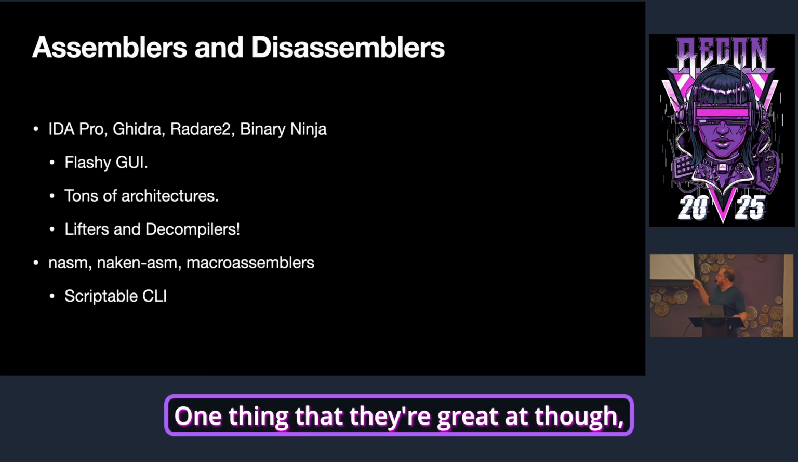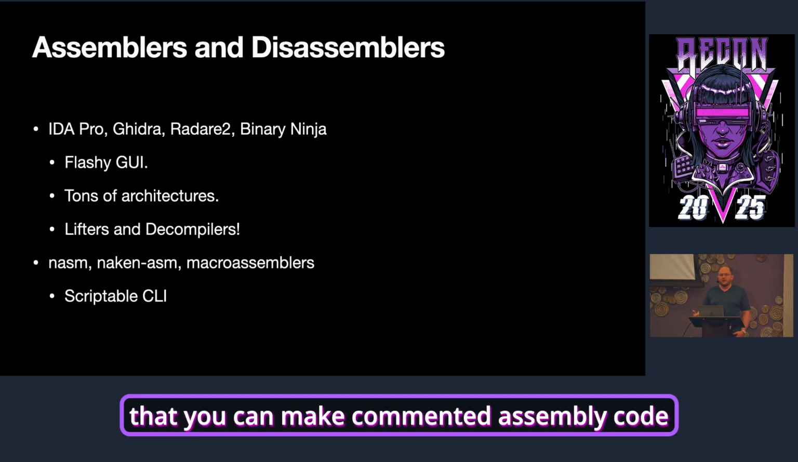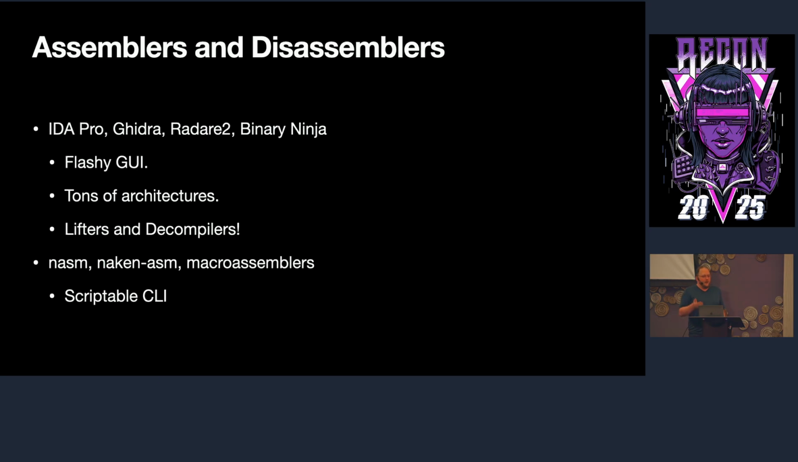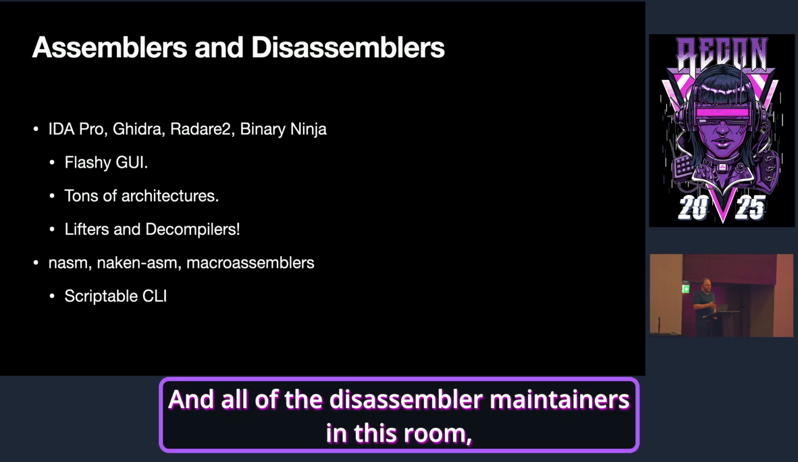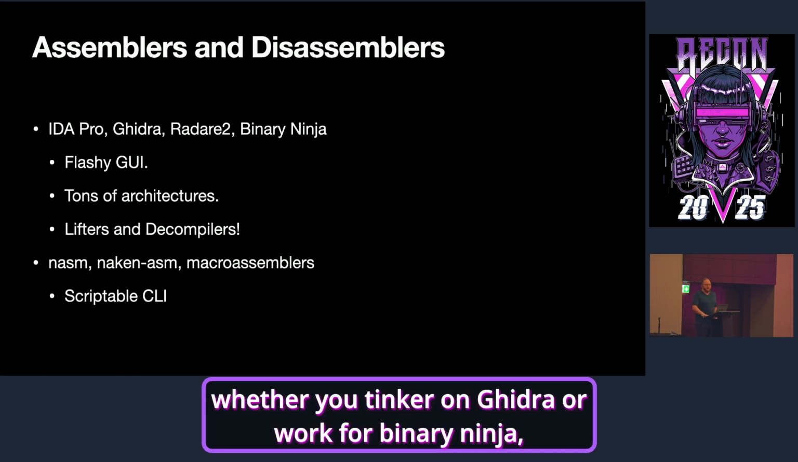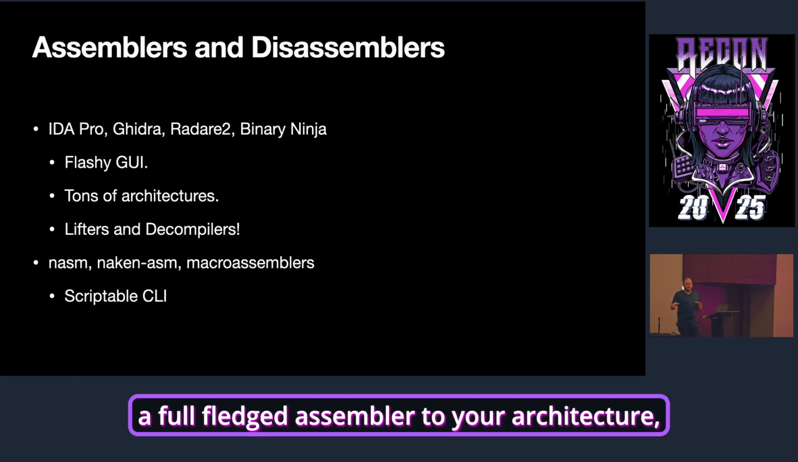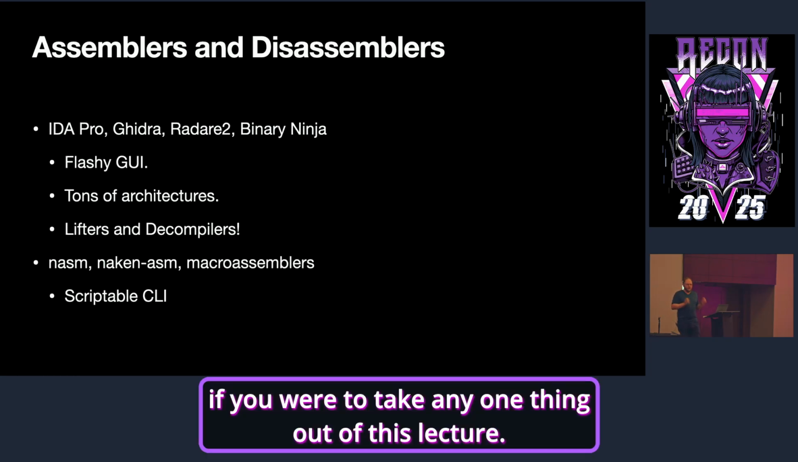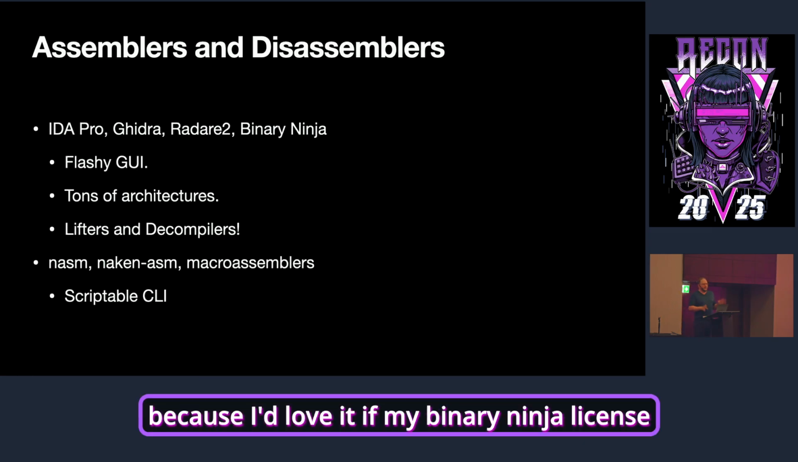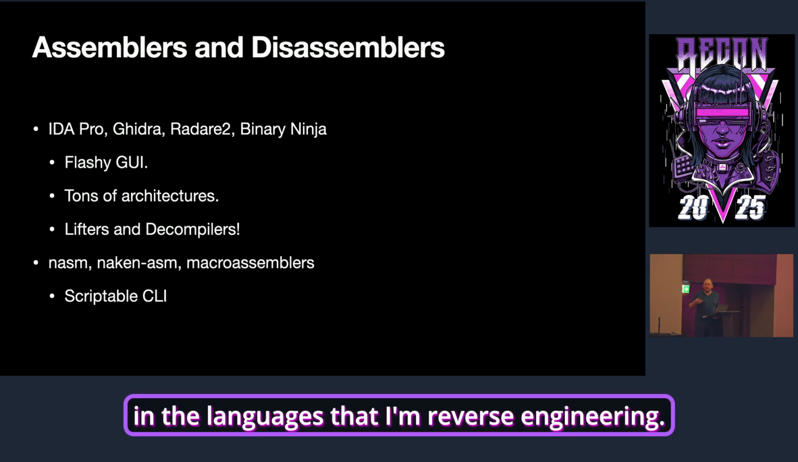One thing that they're great at, though, is having a command line that you can script, that you can make commented assembly code that then becomes your project. And all of the disassembler maintainers in this room, whether you work for Hex-Rays, or tinker on Ghidra, or work for Binary Ninja, I'd really love it if you would add a full-fledged assembler to your architecture if you were to take any one thing out of this lecture. Like, please steal that feature, because I'd love it if my Binary Ninja license also included the ability to write programs in the languages that I'm reverse engineering.